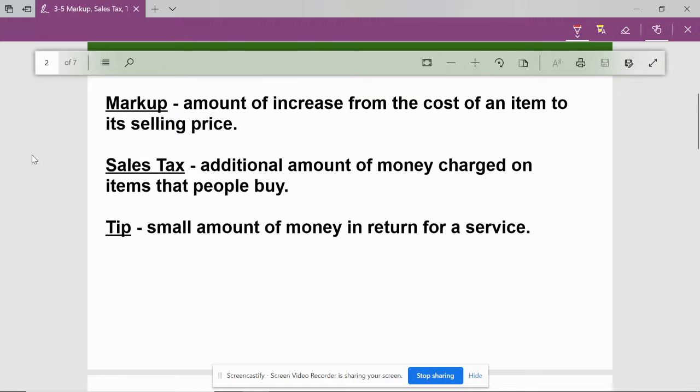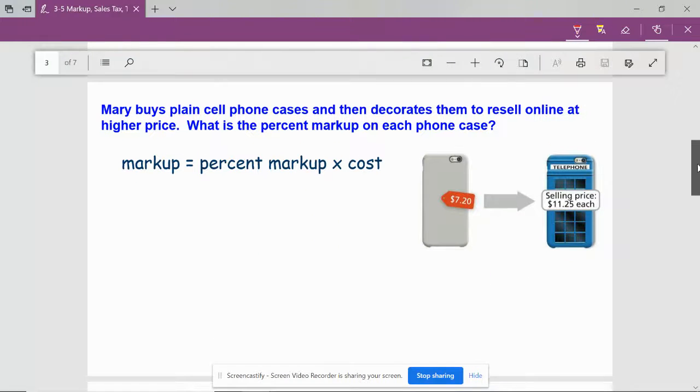Hey everybody, so today we're talking about markups, sales tax, and tips. A markup is the amount of increase from the cost of an item to its selling price, so the difference between what we're paying for it and what we're selling it for. Sales tax is an additional amount of money charged on items that people buy, and a tip is a small amount of money in return for a service, such as tipping your waiter or waitress or a valet, something of that nature. So as we move forward, we want to get to where we start talking about problems.